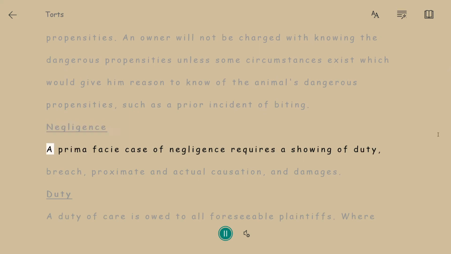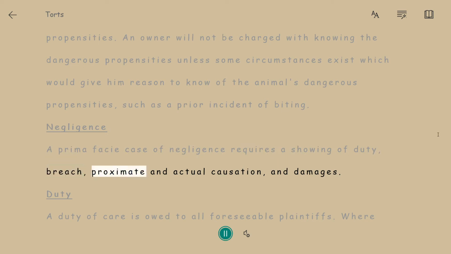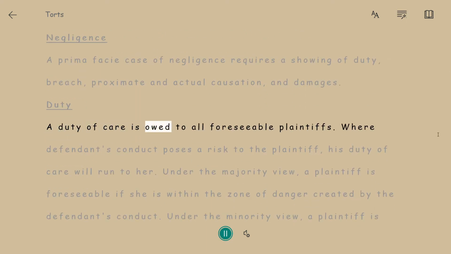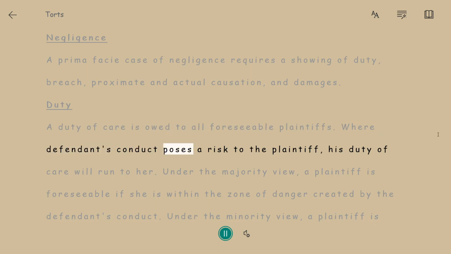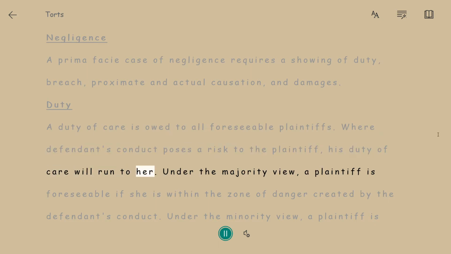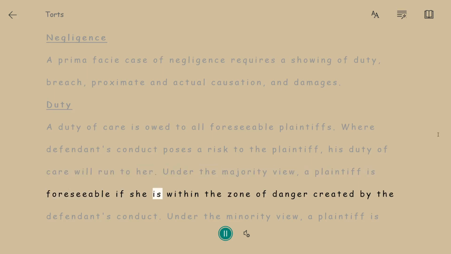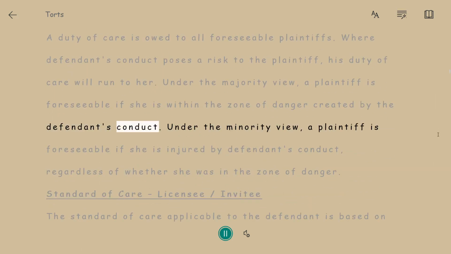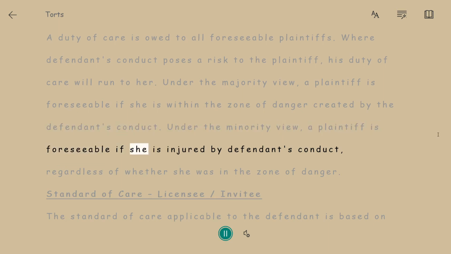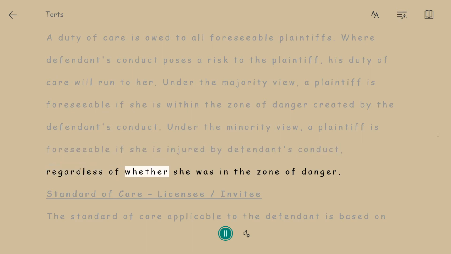Negligence. A prima facie case of negligence requires a showing of duty, breach, proximate and actual causation, and damages. Duty. A duty of care is owed to all foreseeable plaintiffs. Where defendant's conduct poses a risk to the plaintiff, his duty of care will run to her. Under the majority view, a plaintiff is foreseeable if she is within the zone of danger created by the defendant's conduct. Under the minority view, a plaintiff is foreseeable if she is injured by defendant's conduct, regardless of whether she was in the zone of danger.